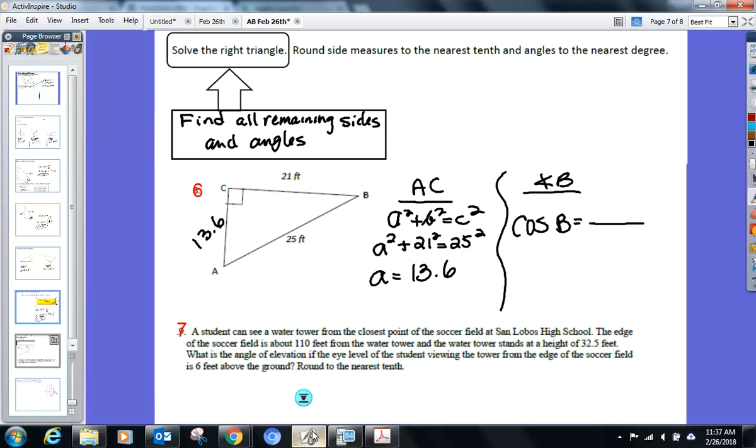If I go cosine of B, what's my ratio going to be? Adjacent over hypotenuse. 21 over 20. Thank you. You guys know the ratio, so what should I be using now? Oh, yep, your calculator. What specifically about it? Inverse. The inverse, yes.